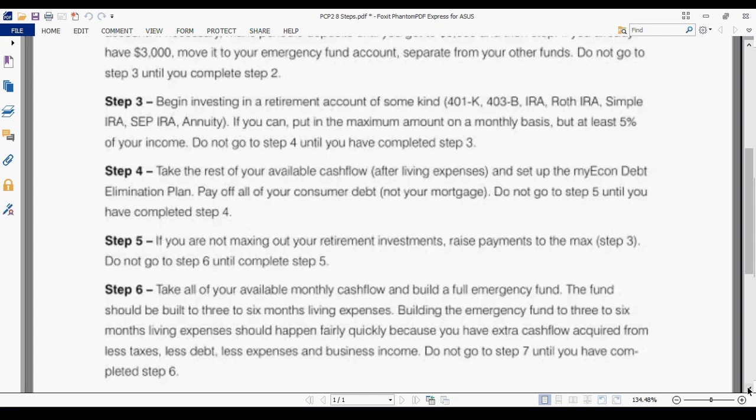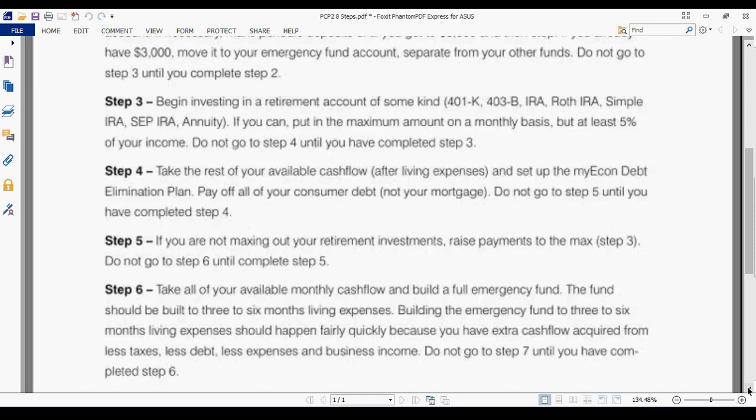And you notice that it says that at the end of every step. Do not move on, you guys. You want to do this the right way. So step number 5 is explaining kind of what I did explain when you open up that investment account. If you were unable to max out your retirement, now you can raise those payments.